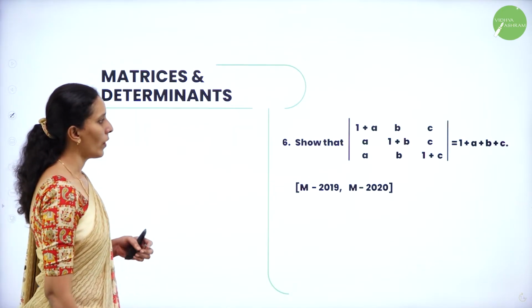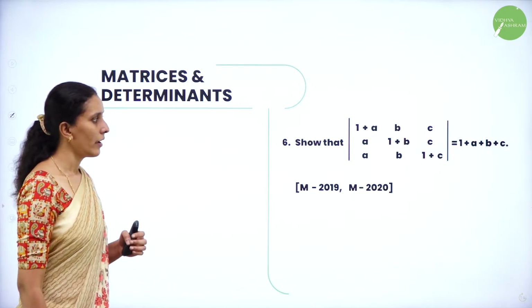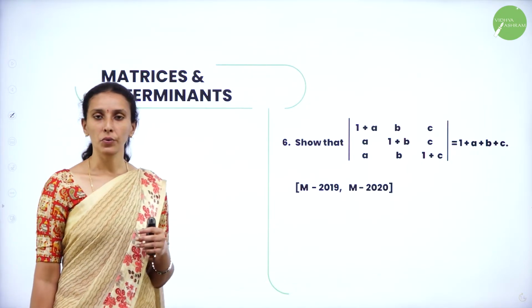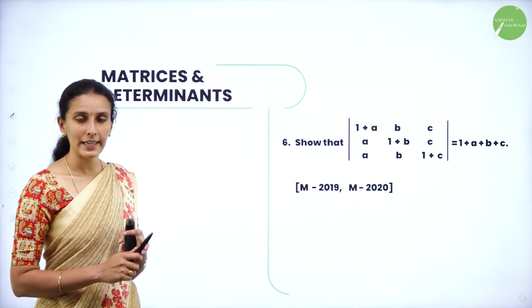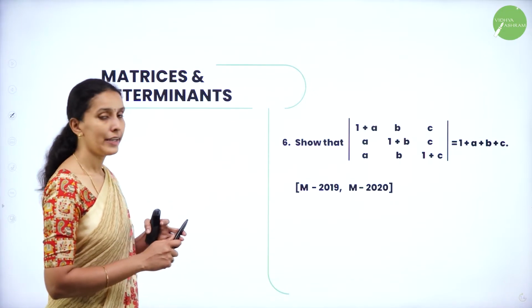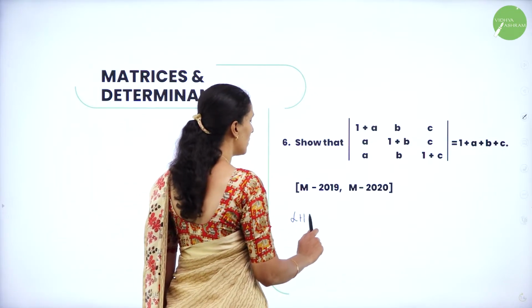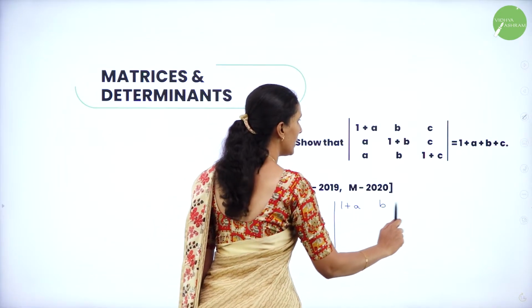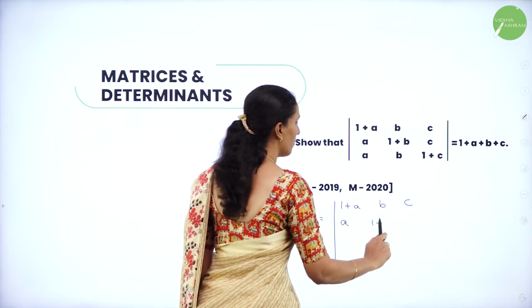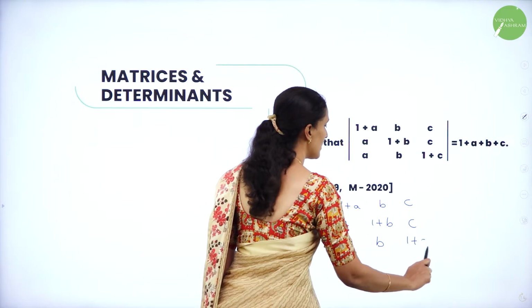Show that the determinant with rows 1 plus A, B, C; A, 1 plus B, C; A, B, 1 plus C is equal to 1 plus A plus B plus C. This was asked in March 2019 and March 2020 annual examination. So let me consider the LHS here. LHS is the determinant with rows 1 plus A, B, C; A, 1 plus B, C; A, B, 1 plus C.